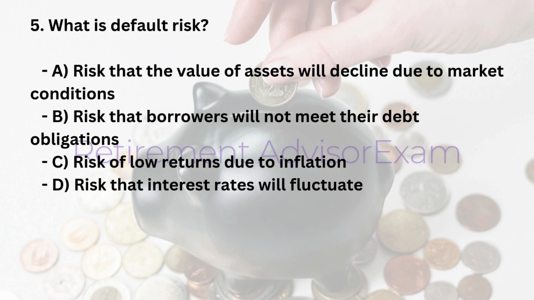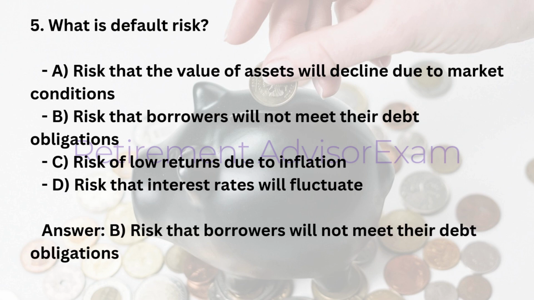5. What is default risk? A. Risk that the value of assets will decline due to market conditions. B. Risk that borrowers will not meet their debt obligations. C. Risk of low returns due to inflation. D. Risk that interest rates will fluctuate. Answer: B. Risk that borrowers will not meet their debt obligations.